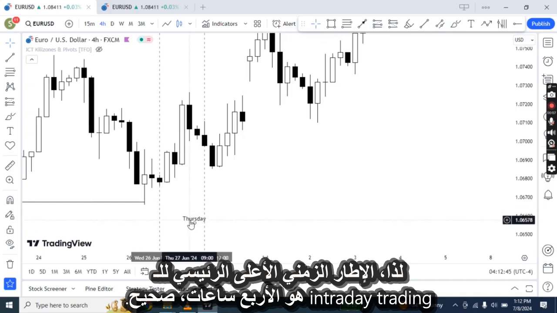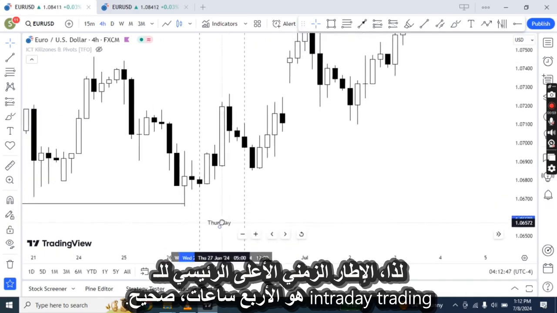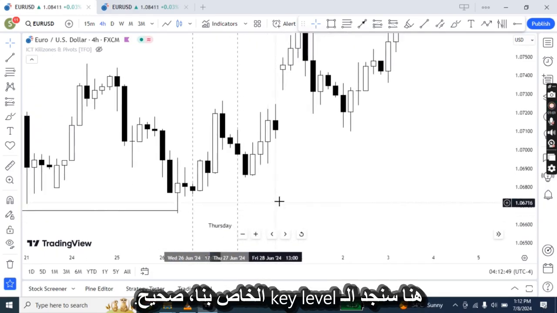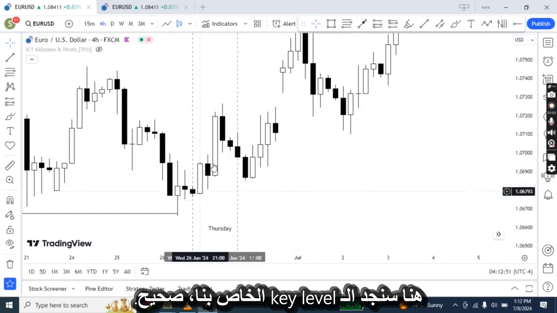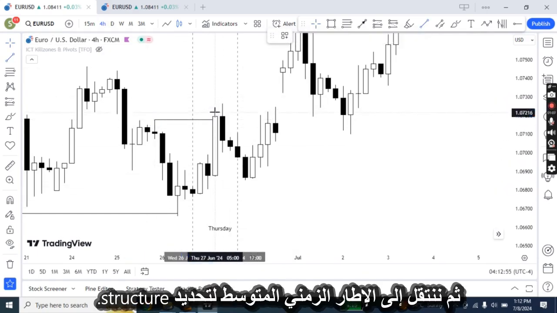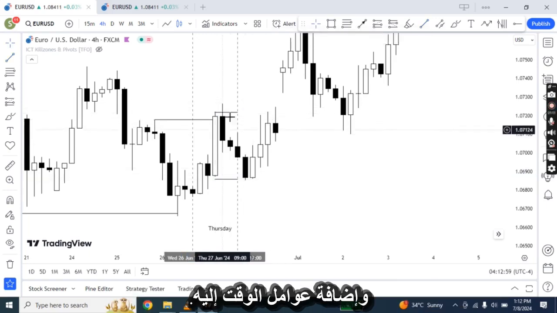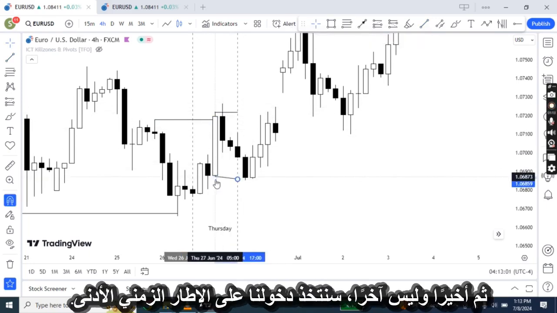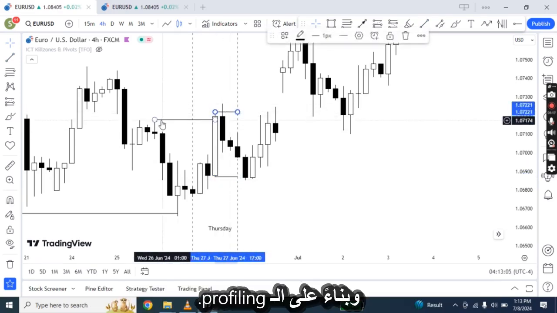So the main higher time frame for intraday trading is the 4-hour, right? Here we would be finding our key level, right? And also we would be matching that key level with a CRT, and then we would move on to the intermediate time frame to determine structure and add the time factors to it. And then last but not least, we will take our lower time frame entry based off of the profiling, right?